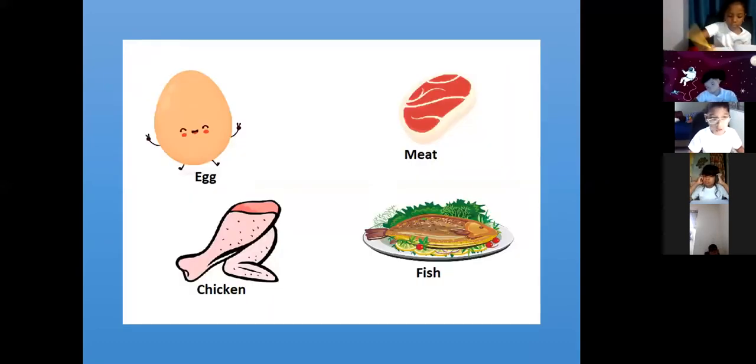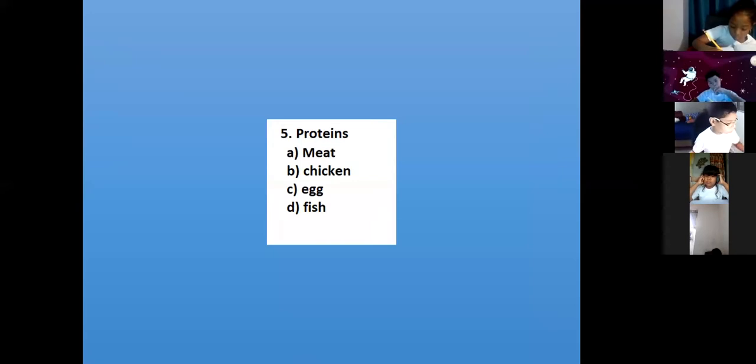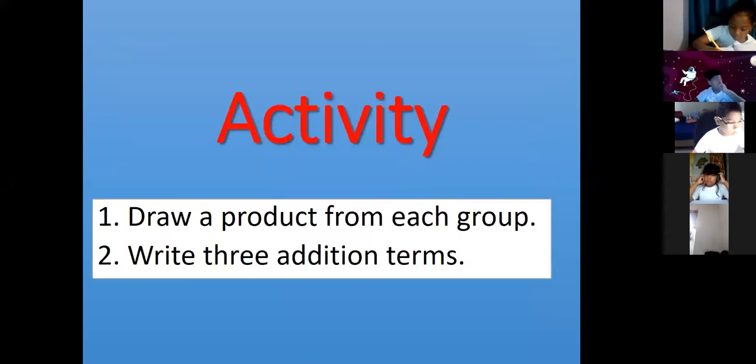Proteins. Protein, we have an egg. El huevo tiene proteína. Meat has protein. Chicken has protein. Fish has protein. In protein, we have meat, chicken, egg, and fish. Activity. Draw a product from each group and write three addition terms.